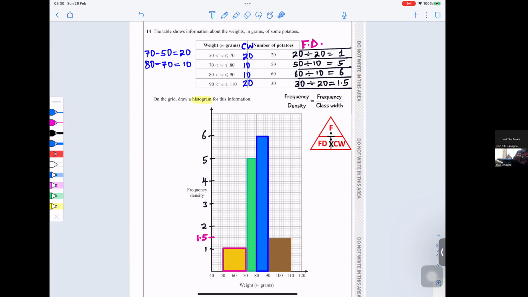So we want to go 50 to 70 and the height is 1. So you divide the scale 1, 2, 3, 4, 5, 6. And the next one, 70 to 80 and the height is 5, the green one. The next one, which is the blue one, you plot it, and the last one, which is the brown, it goes up to 1.5. So you got to be careful with that when you plot it. From 90 to 110.